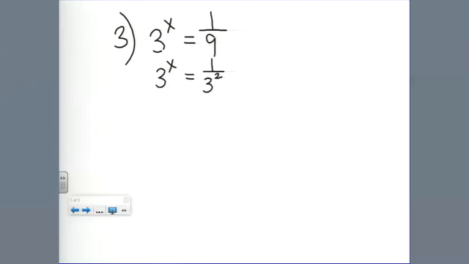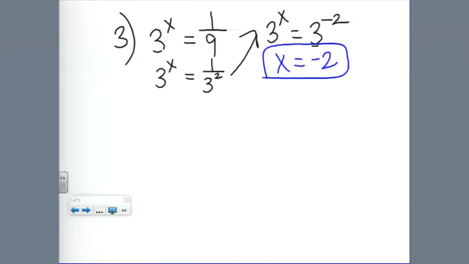Now, we don't have the same base just yet because that 3 on the right-hand side is in the denominator. We can rewrite the right-hand side from a positive exponent to a negative exponent. So we have 3 to the x power equal to 3 to the negative 2 power. Now, because the bases are the same, we can set the exponents equal to one another. So our final answer, we didn't have to really solve anything here, is x equal to negative 2.